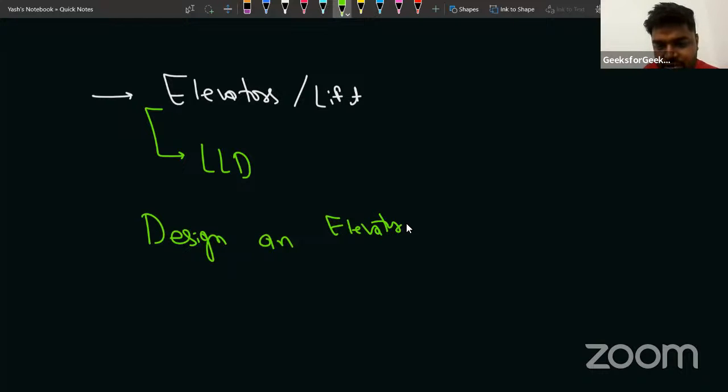If you want to clear these interviews, then you should study these case studies. You should study these problems, what the various ways to design an elevator are. Because you can use the first come first serve method or many other things that are there. There can be many solutions that are possible.